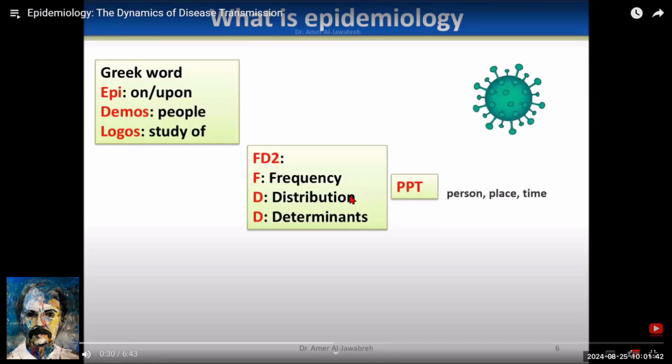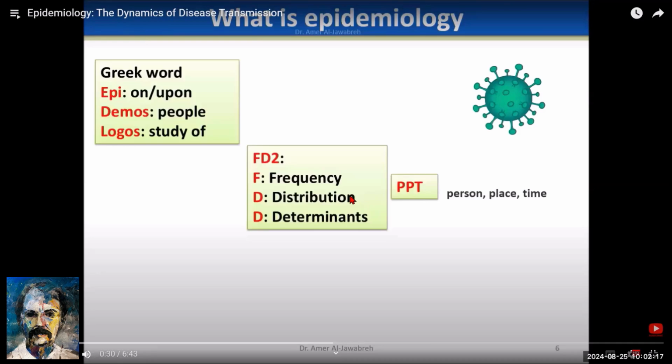Then we have distribution. As Sahar said, many diseases occur in women. Breast cancer is mostly in women, rarely in men. Prostate cancer is in men. And many diseases are like this. So diseases may depend on sex. This is what we call distribution. And distribution has a model for this. It's the PPT model: person, place, time.